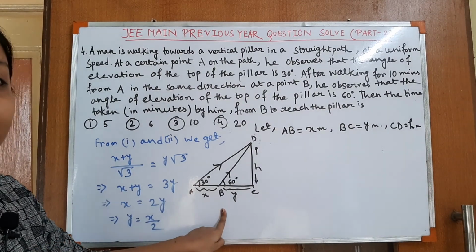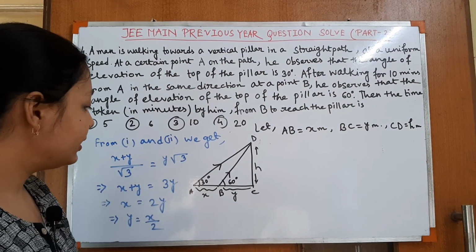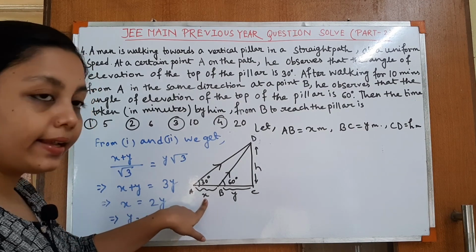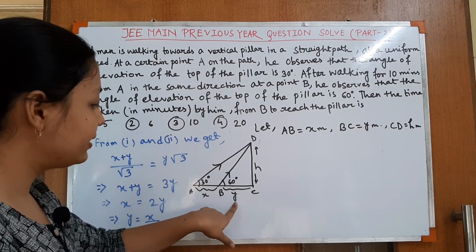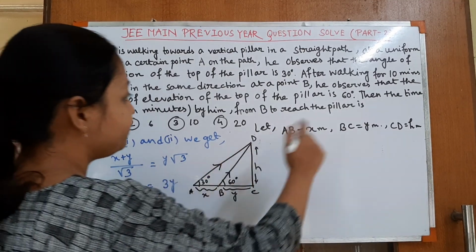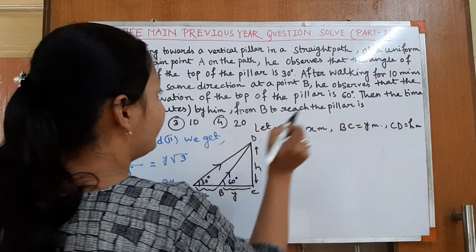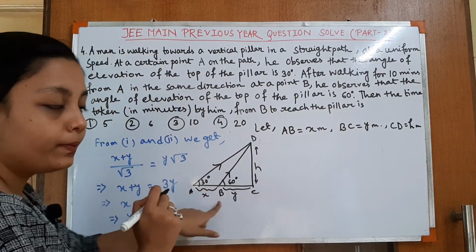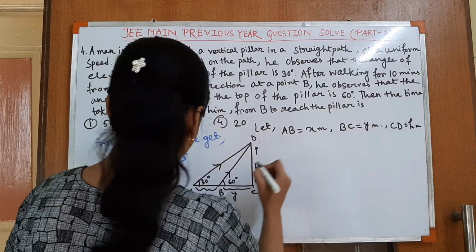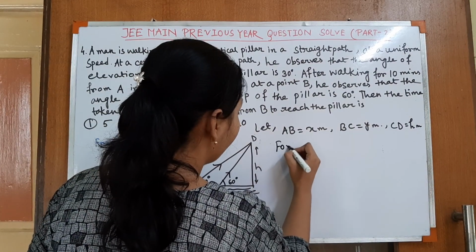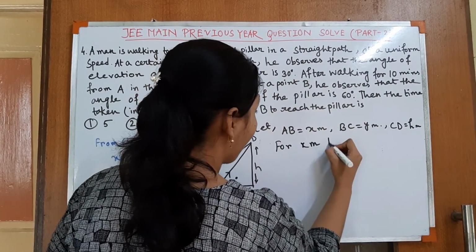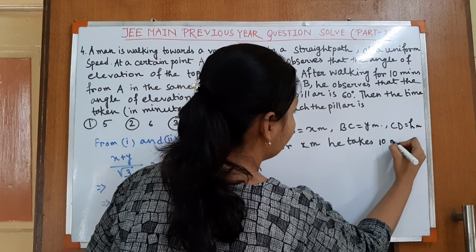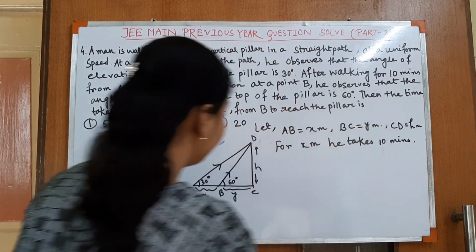From this given figure, we find that from A to B, the distance is x meter, and from B to C, the distance is y meter. Here, the person takes 10 minutes for covering A to B. So, for x meter, he takes 10 minutes.